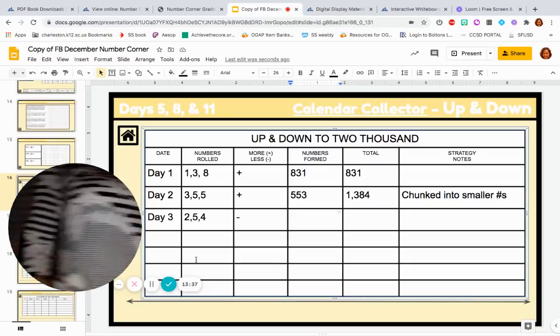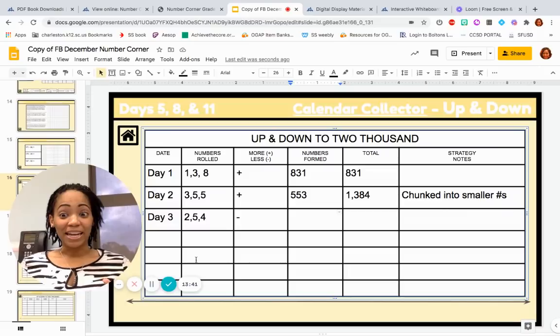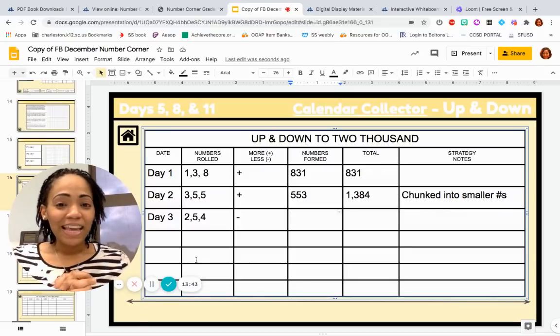My lights went off. Yikes. That's what happens when you have automatic lights. When you're not moving, they go off.